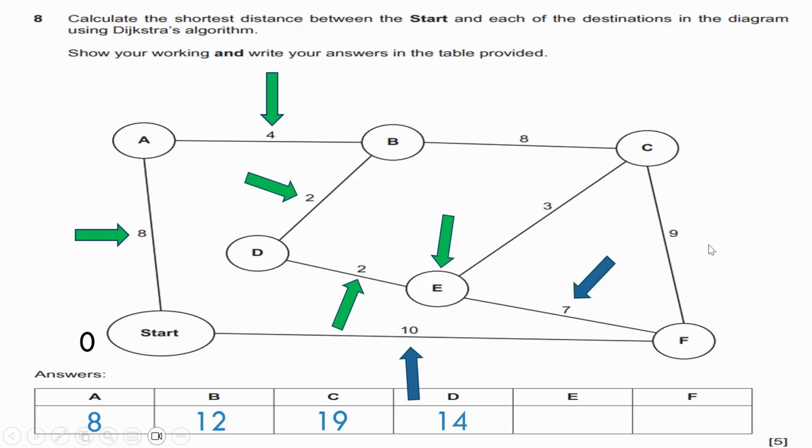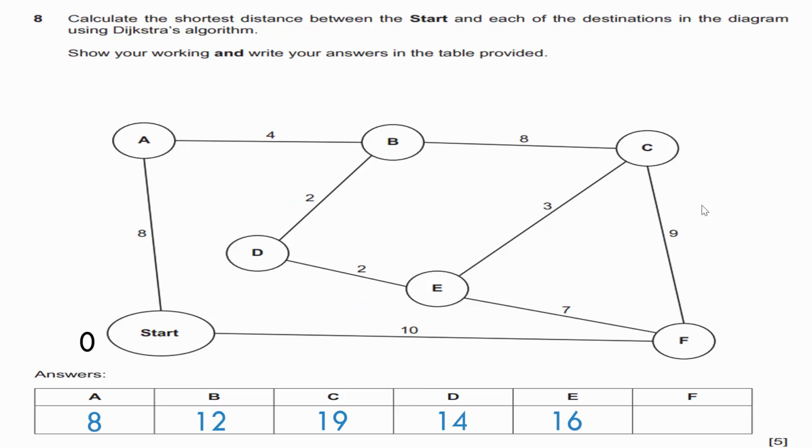I don't even have to calculate this 9 over here because I know 7 is less than 9, but the shortest distance is going to be 16. Now we have to do F. Well, I see the distance between start and F is 10. I don't even need to bother calculating the rest of these because I know by now start to A is 8. When I calculate the 4, that's 12. I know 10 is the smallest number, and that is how you use Dijkstra's algorithm. It is that easy to pick up 5 points.